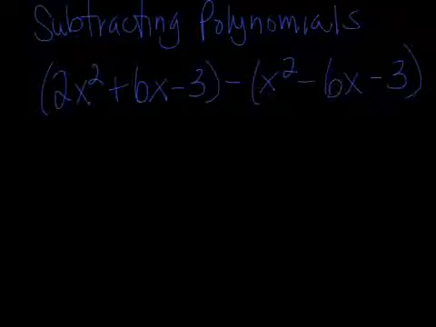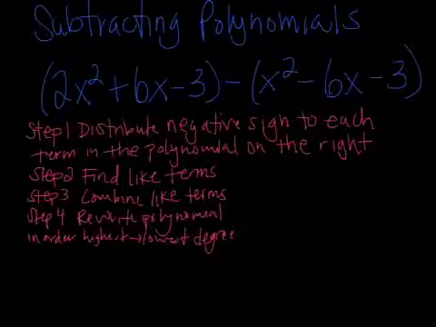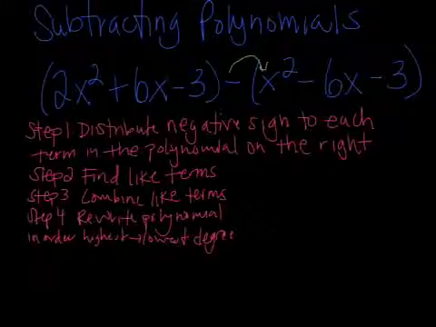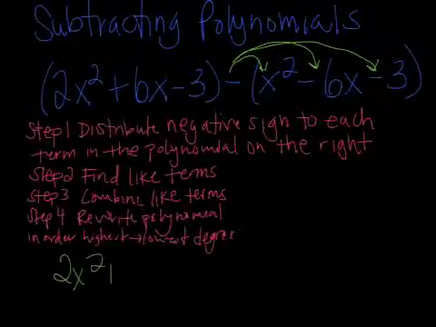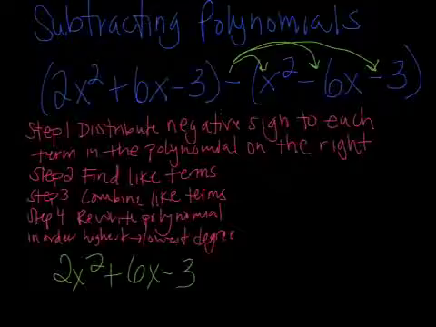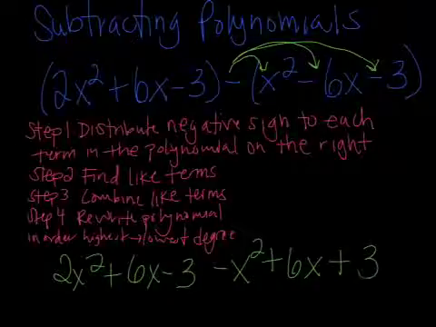Subtracting polynomials is a lot like adding polynomials, but there's one more step. Let's review these steps together. Okay, so our first step asks us to distribute the negative sign to each term in the polynomial on the right-hand side. So this negative gets distributed to the x squared, to the 6x, and also to the 3. So let's rewrite this equation, what it would look like. We'd have 2x squared plus 6x minus 3 minus x squared. A negative times a negative turns us to a positive 6x. And a negative times a negative turns us into a positive 3.